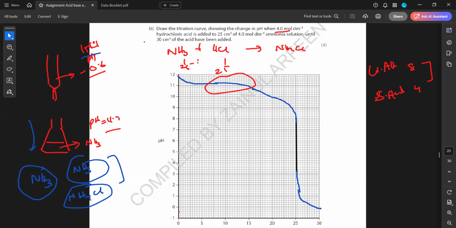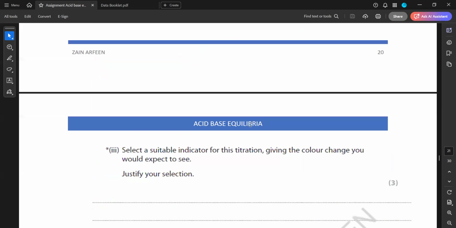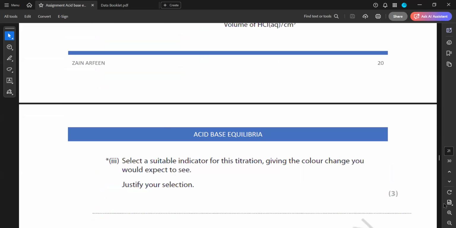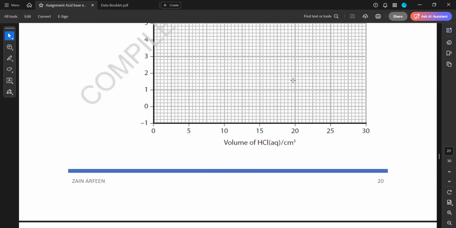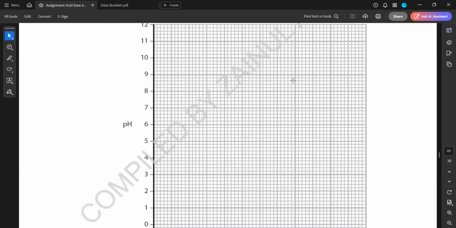Then we have the next part. Select a suitable indicator. So which indicator can we use? We have this vertical section from 4 to, it was a weak alkali, so 8 to 4, we were having this.